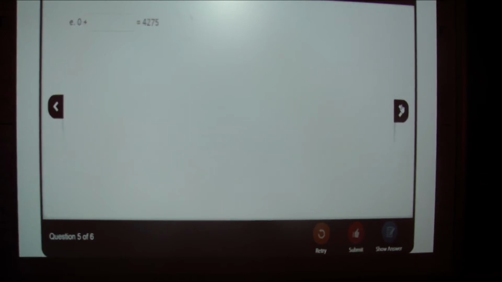The next one, 0 plus dash is equal to 4275. 0 plus dash is equal to 4275. It is a zero property. So our answer is 4275. We add any number with 0, our answer is itself.